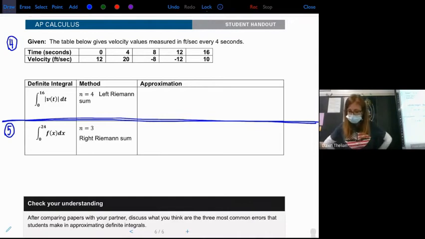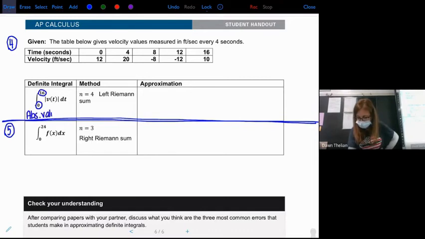So number 4 says, the table below gives velocity values measured in feet per second every 4 seconds. And it asks us to approximate the definite integral from 0 to 16. So if we peek at the table, that's the whole table. And then notice there's another thing in here. We've got absolute value of the velocity. So absolute value of v is going to make everything positive. So I'm even going to add my own little row here that the absolute values are all positive.